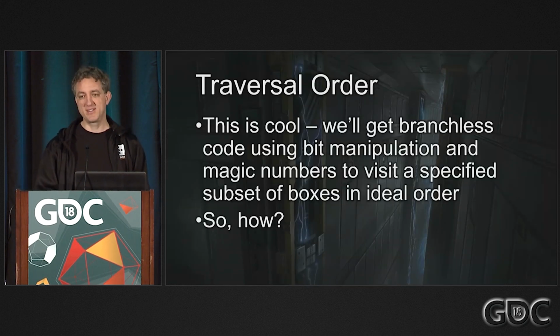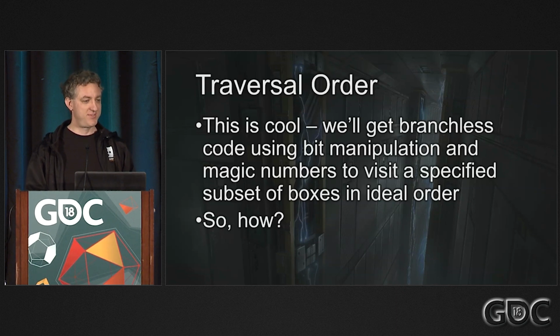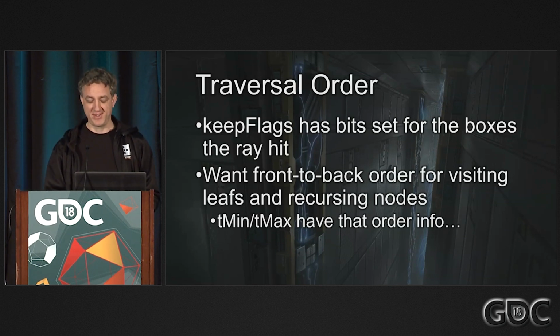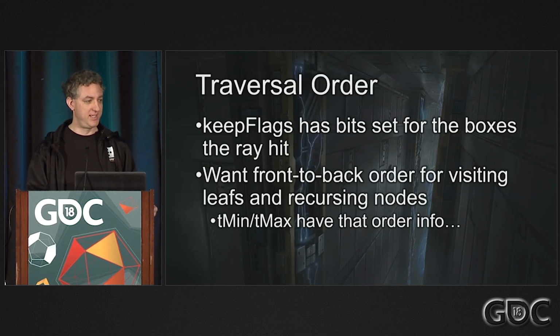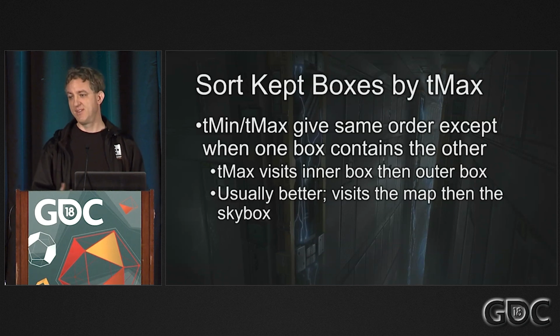Okay, now we need to find our traversal order. This is going to end up being cool. We'll get some branchless code using bit manipulation and magic numbers to visit a specified subset, using a mask, of the boxes in the ideal order. So keep flags, which we've just found, has a bit set for each box we want to keep because it hits the array. And we want front to back order for doing earlier rejection tests. So our min and max enter times for each box have this information. And we'll keep the maximum. So this is the time that they first leave each box, not the time they first enter.